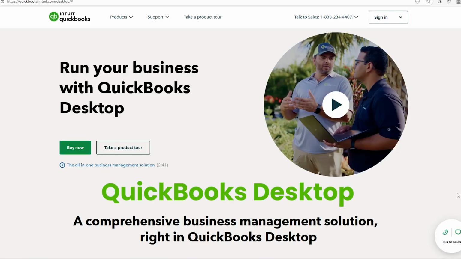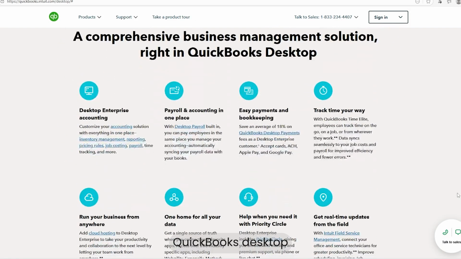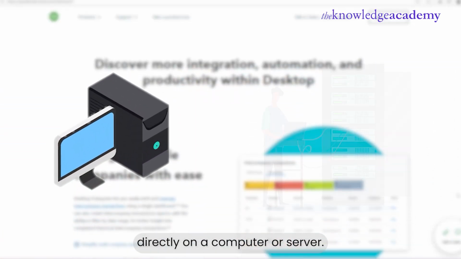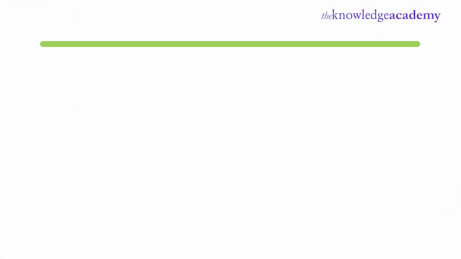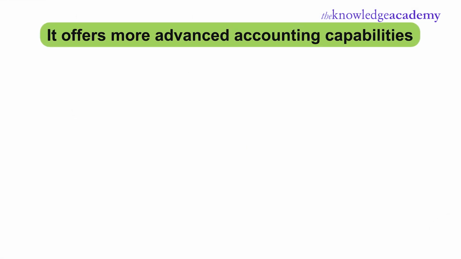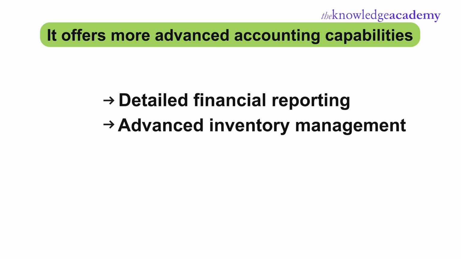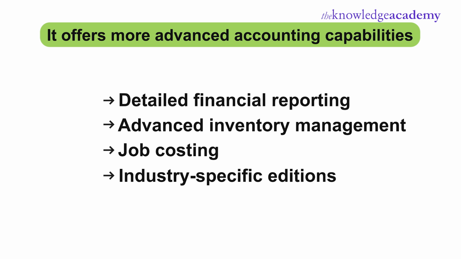2. QuickBooks Desktop. QuickBooks Desktop is the traditional version of QuickBooks that is installed directly on a computer or server. It offers more advanced accounting capabilities, including detailed financial reporting, advanced inventory management, job costing, industry-specific additions.